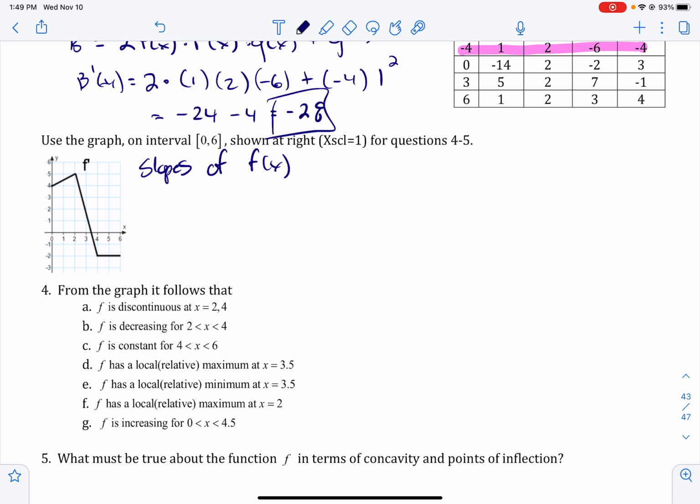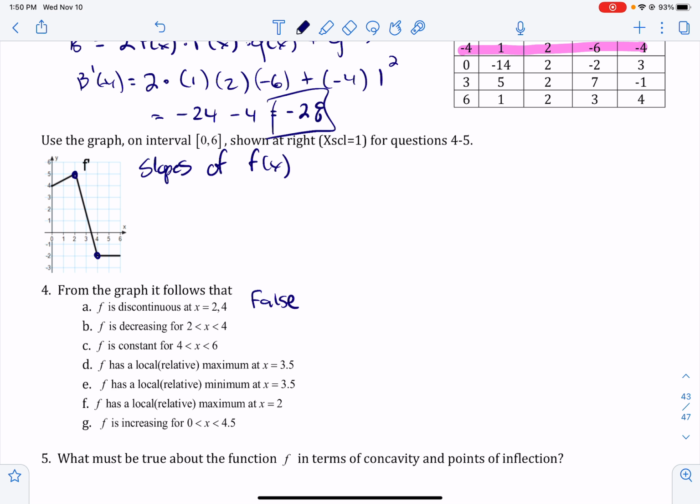So part A: f is discontinuous at x equals 2, which is right here, and x equals 4. Well, all I know about f, looking at 2, is that at the point 2, f has a slope of negative 5. But it has a slope, which means it is continuous. And at 4, all I know is that I have a slope of negative 2. I don't know what else is going on, but I have a slope, which means it is not discontinuous. So A is going to be false.